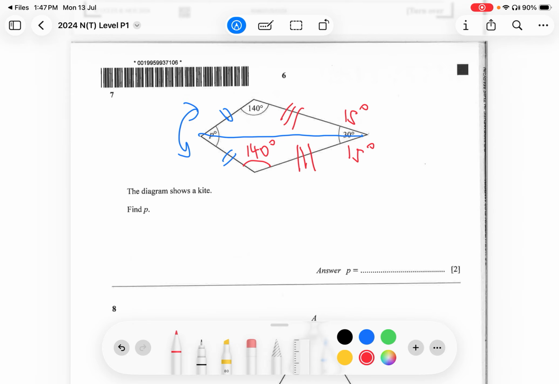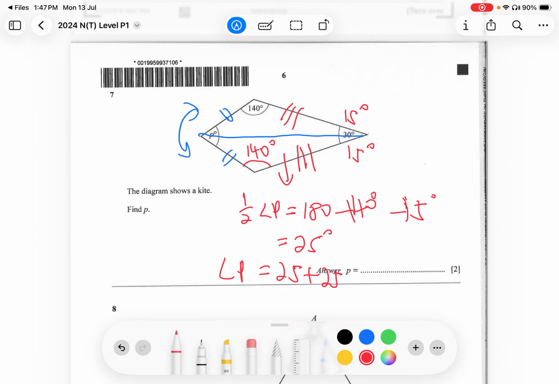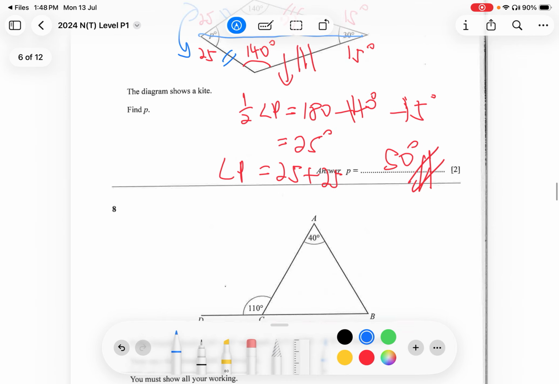Cut into half. You see this part? So what is the angle P? If I look at this triangle, half of the angle P is 180 minus 140 minus 15, which is 25 degrees. So the whole P will just be 25 plus 25, two of these, 25 and 25. It should be 50 degrees. Okay for this.